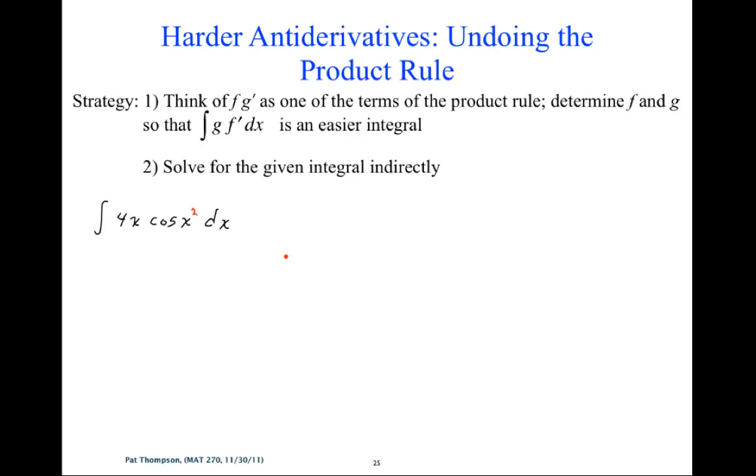That's our goal, to be that fast. So yeah, the antiderivative of cosine is sine. When we take the derivative, we're going to have 2x. Well, we have 4x, so I'm going to need another 2. So 2 sine x squared.